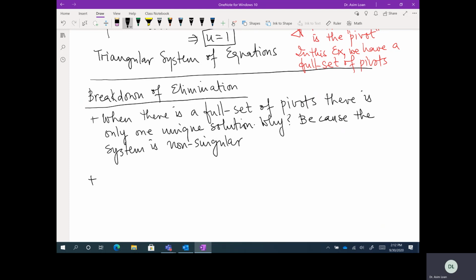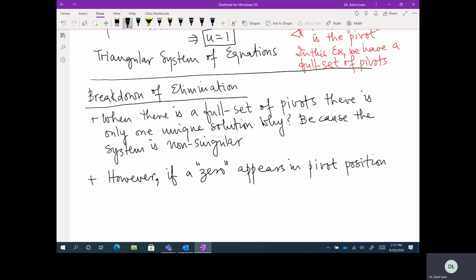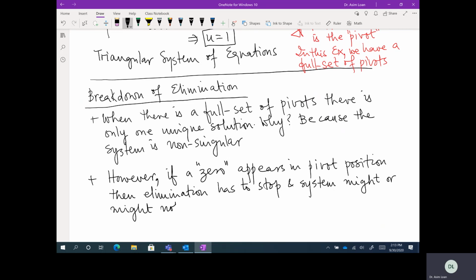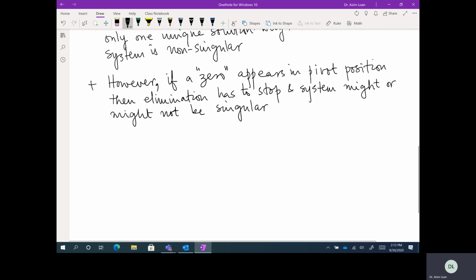However, if a 0 appears in pivot position, then elimination has to stop. The system might or might not be singular. Let's look at this example.